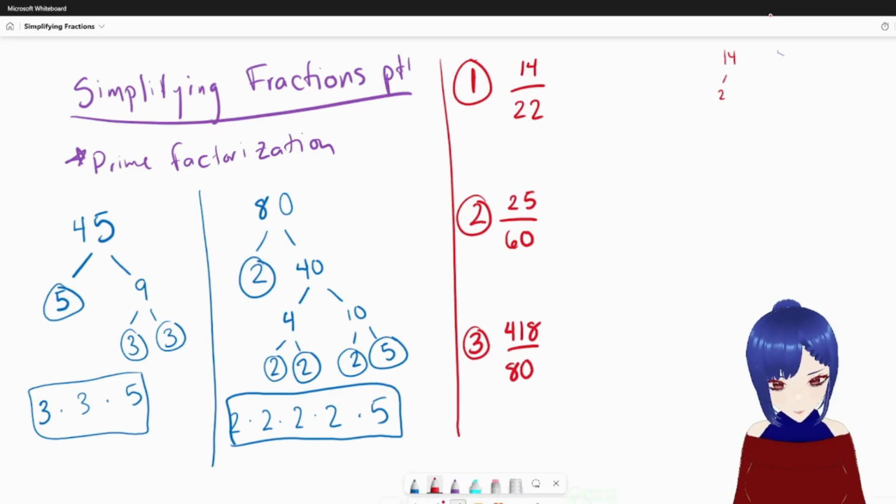14 is 2 times 7, and that would be the end there. So that becomes 2 times 7. And 22 is 2 times 11. That also would be it. 11 is prime.